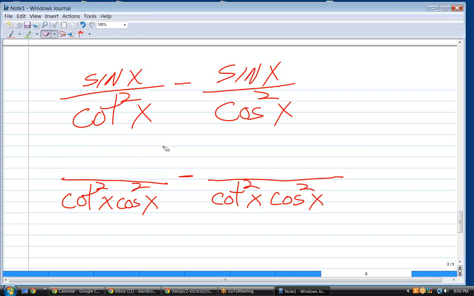The sine x times cosine squared x. Whenever you do these, it's always a good idea to make sure that you have not changed that fraction. In other words, I can see by looking at this, the cosines would cancel and I would have sine x over cotangent squared x. That's the goal, to not change it. So what goes in the upper right?